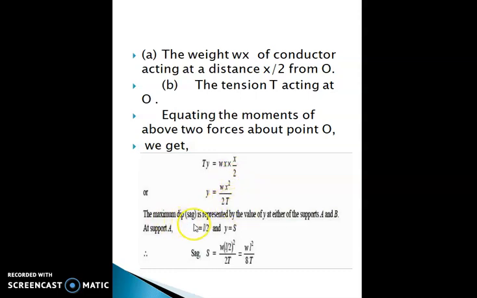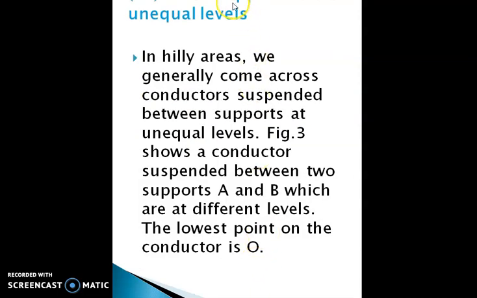The maximum dip or sag is represented by the value of y at either of the supports A and B. At support A, x is equal to L by 2 and y is equal to S. So sag is equal to w (L by 2) square divided by 2T, which is equal to w L square by 8T. Now the second case, when the supports are at unequal level.